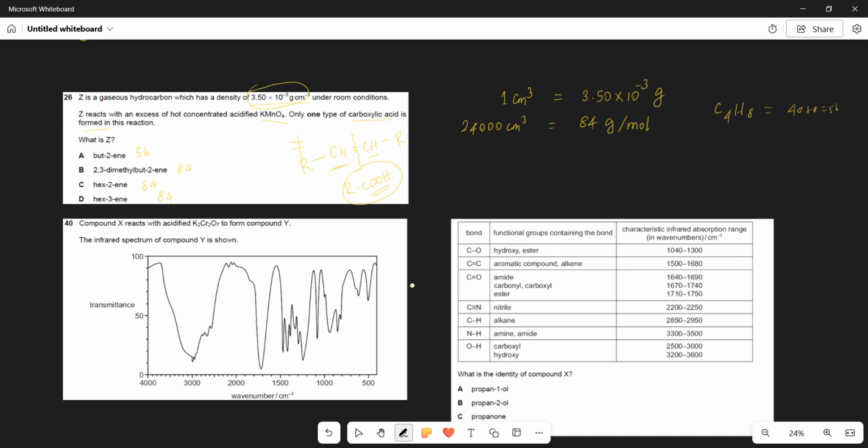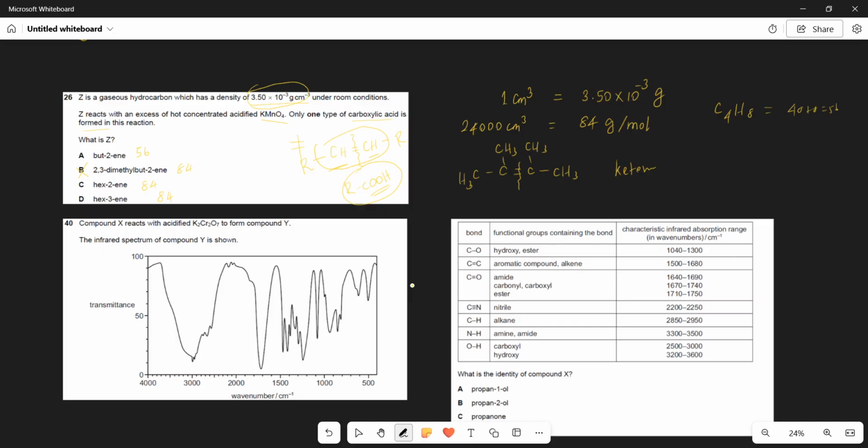So I need to write the structures. Let me write 2,3-dimethyl-butene, C double bond C. This is butene, 2,3-dimethyl. Now hot KMnO4 breaks here. But you don't get CH here; you have C double bond O. So you will get a ketone, not the carboxylic acid. So choice B is wrong.